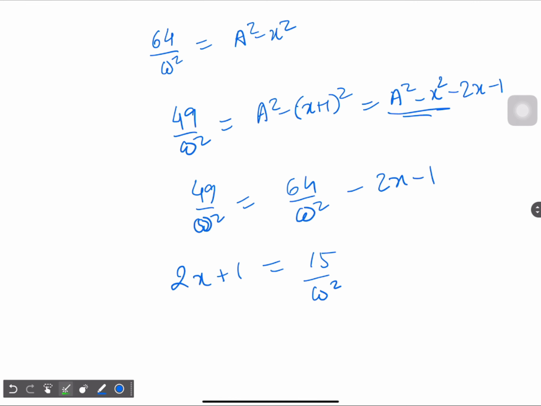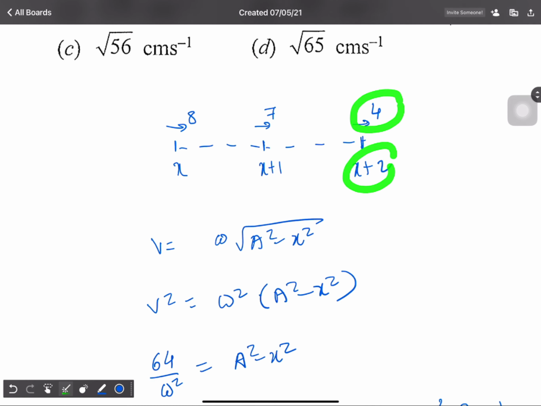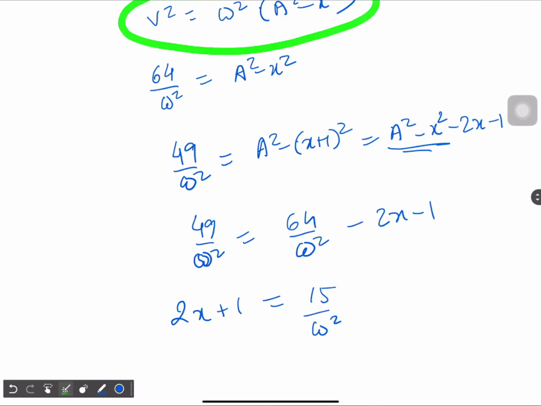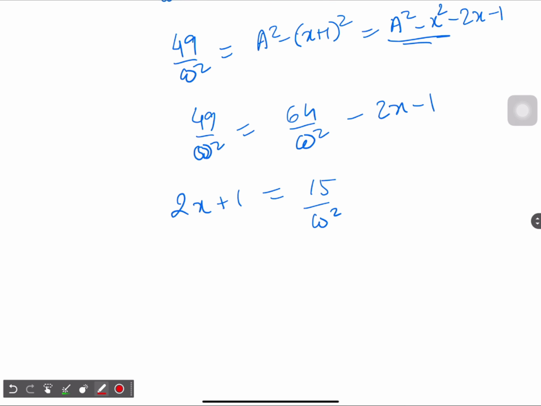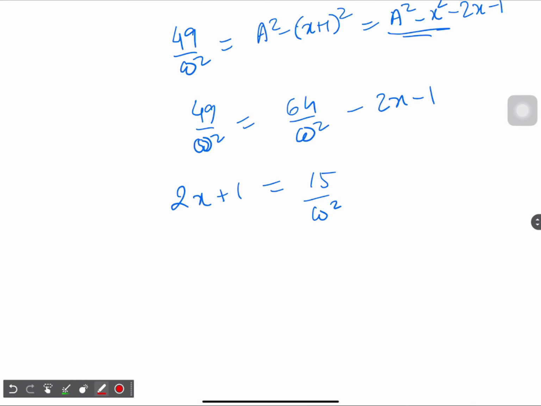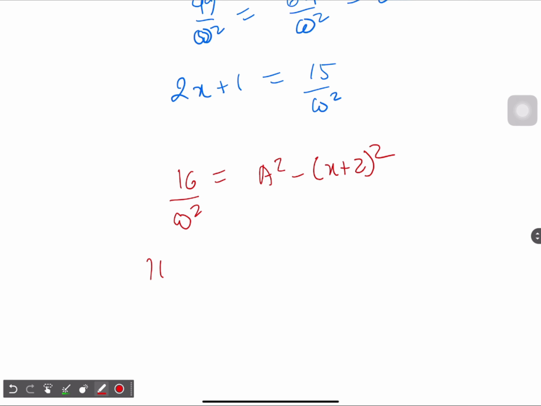Now we will use the third condition, x plus 2, and we have velocity 4. So putting in this equation, what do we get? V square will be 16, so 16 by omega square will be equal to a square minus x plus 2 whole square. So 16 by omega square is equal to a square minus x square minus 4x minus 4.